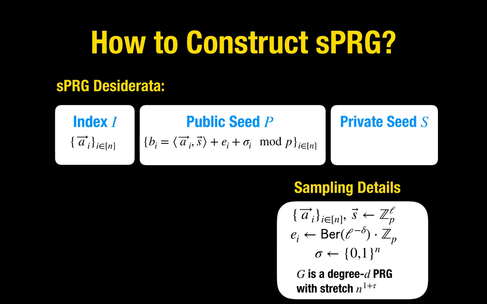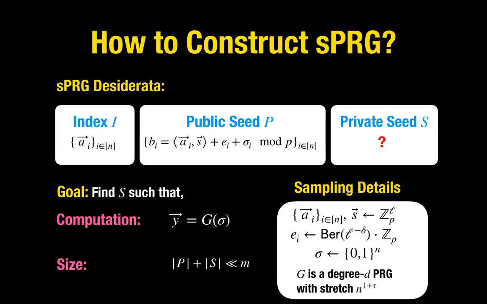Now the goal is the following. You want to find a private part of the seed, a private seed S, such that it is short, so it's small, much smaller than the output length. In fact, the combined length of the public part of the seed plus the secret part of the seed should be much smaller than the output length. Secondly, we want that this computation G of sigma, which is the desired value, you should be able to compute it as a degree 2 polynomial over the private part of the seed, following the model that I just described. So it's constant degree over the public part of the seed and the private part of the seed, such that it's just degree 2 over the secret seed.